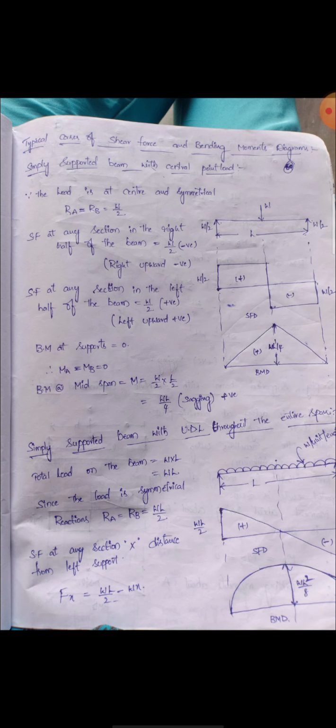Now, shear force at any section in the left half of the beam. In the left portion, the shear force value is W by 2. Here the loading is in the upward direction, that is, left upward, so the sign convention is taken as positive. At the supports the bending moment value will be 0, therefore moment at A equals moment at B equals 0.